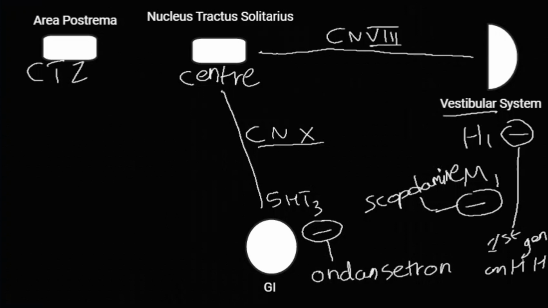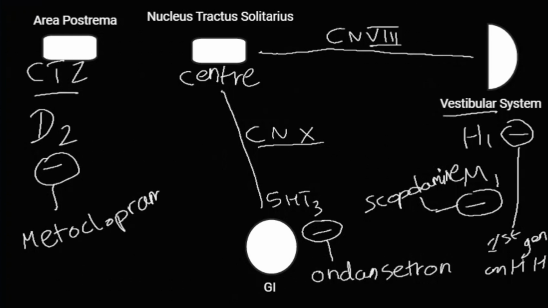Now, that brings us to our last area, the area postrema, also known as the chemoreceptor trigger zone. What's important about this one is that the receptor involved is the D2 receptor, dopamine, right? So if we want to inhibit this pathway, we need to inhibit these D2 receptors. And the drug that's going to do that is metoclopramide. All right? And if you remember, that's also one of the reasons that metoclopramide is in fact contraindicated in patients with Parkinson's, because it will mess up the entire dopamine balance.